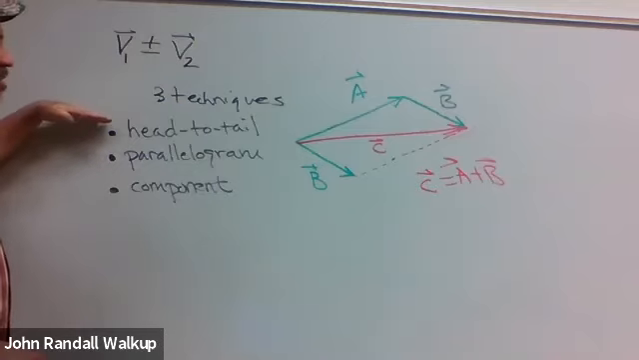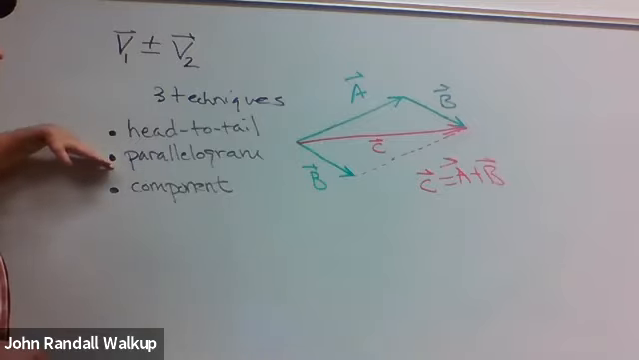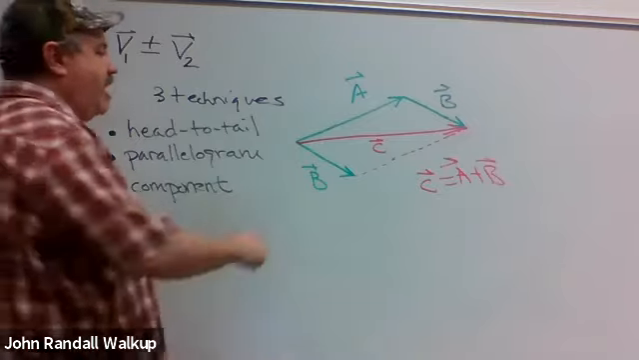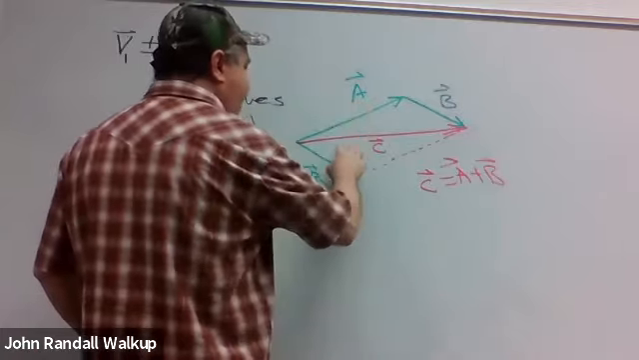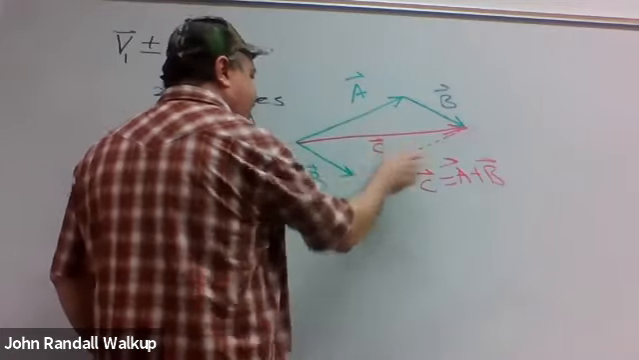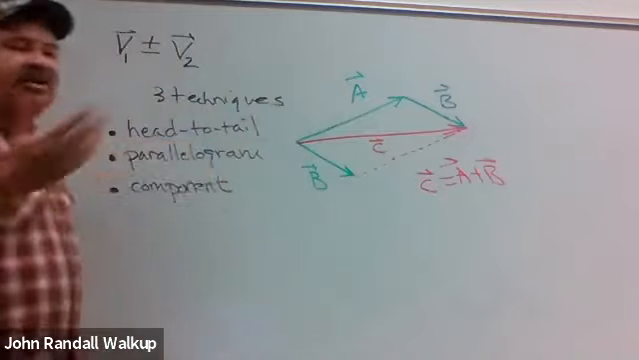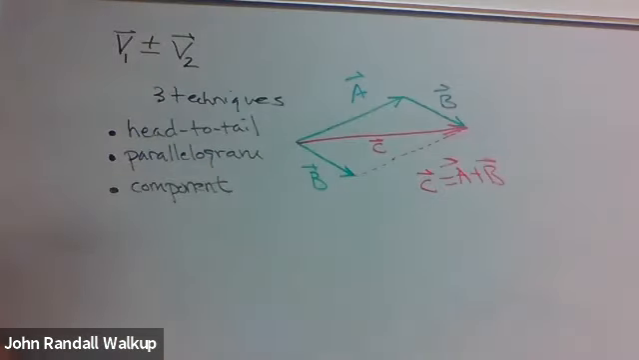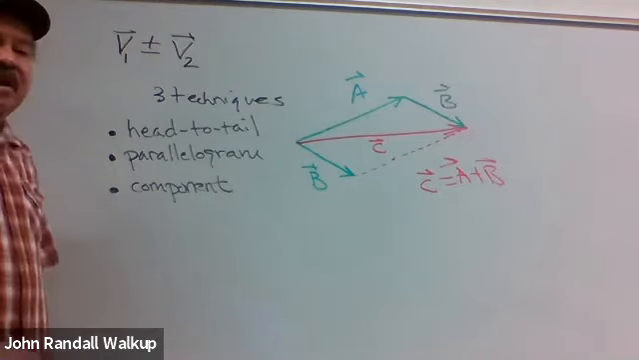Now, the advantage of the head to tail is that I could hook up a whole bunch of vectors, head to tail, a lot easier than I can do with the parallelogram method. With the parallelogram method, I would have to take these two vectors, add them to get C, and then take the next vector and add it to C and get that answer. So if you're dealing with multiple vectors, more than two, then the head to tail method is a lot easier. But technically, they're the same thing.